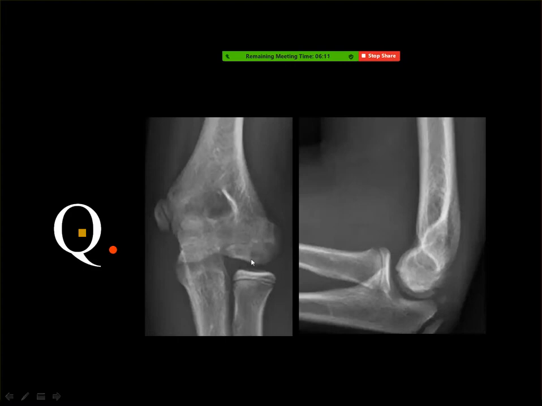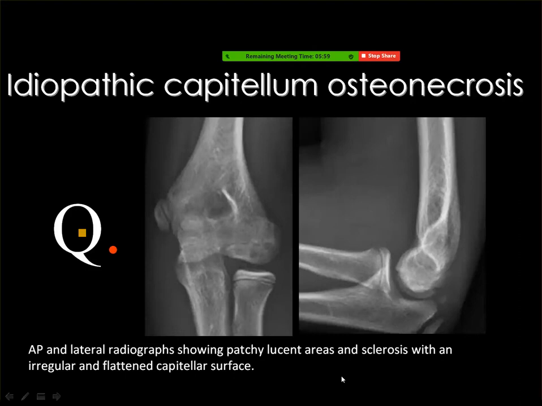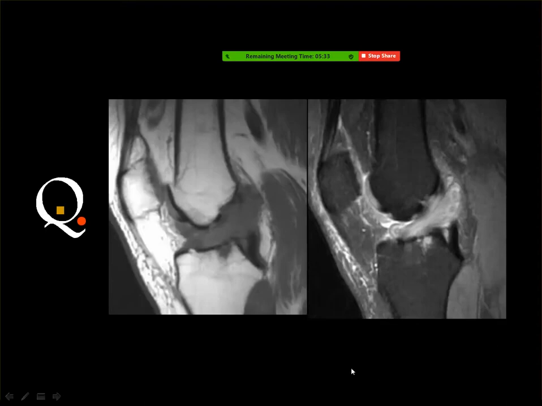and there is a defect in the capitulum which is known as an osteochondral defect of the capitulum, which is analogous to osteochondritis dissecans of the knee. And we have two types of this lesion. One which affects most of the distal part of the humerus, and this one which is located only in the capitulum, and this is known as idiopathic capitulum osteonecrosis. This is a self-limiting disease and can heal spontaneously with some physical therapy.